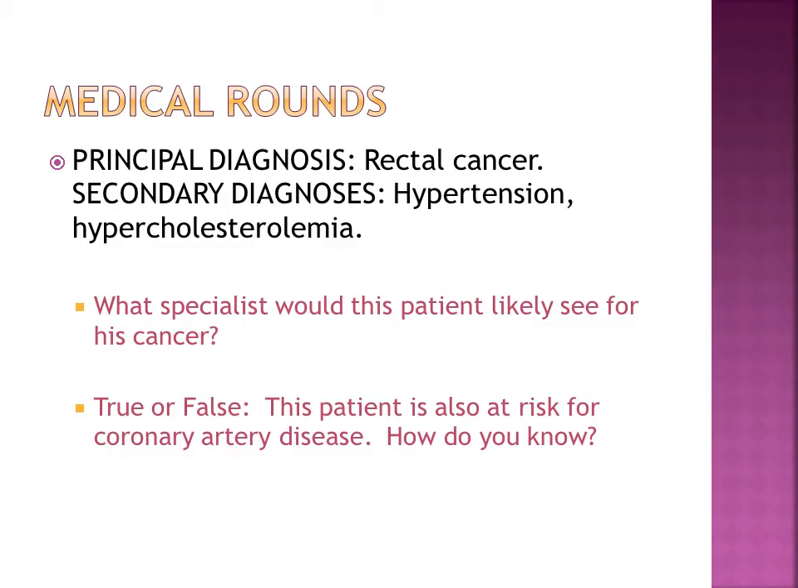True or false? This patient is also at risk for coronary artery disease. How do you know? True, the patient is at risk for coronary disease due to hypercholesterolemia. Hyper means excessive. Cholesterol is a fatty substance. Emia, presence of substance in the blood.